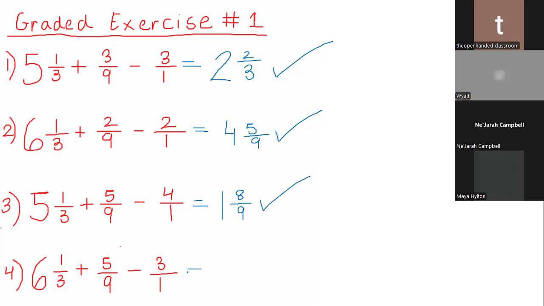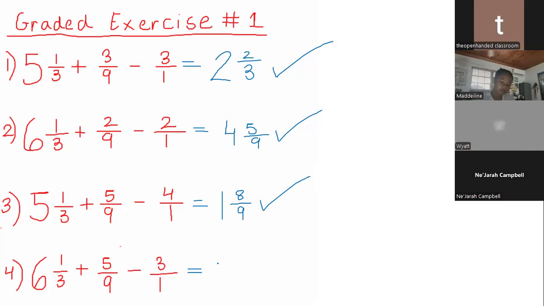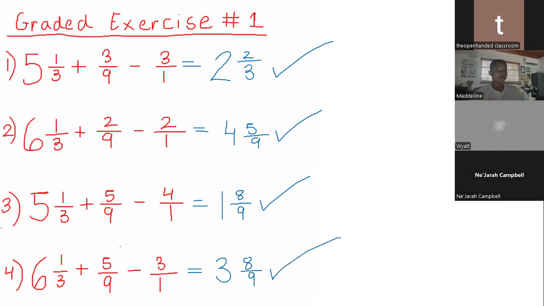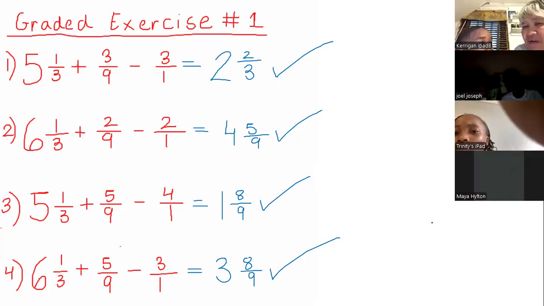And for number 4, what do you have? I have 3 and 8 over 9. Anyone else finish number 4? I also have 3 and 8 over 9. Madeline, what do you have on your paper? I have 3 and 8 over 9. Very good. Excellent. Anyone else got all 4 correct? Let me know, please.